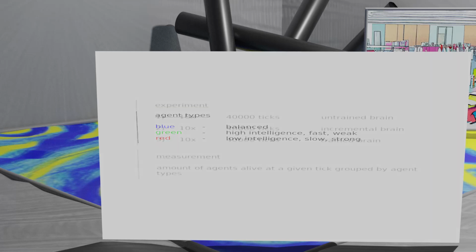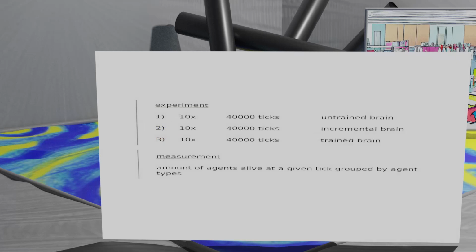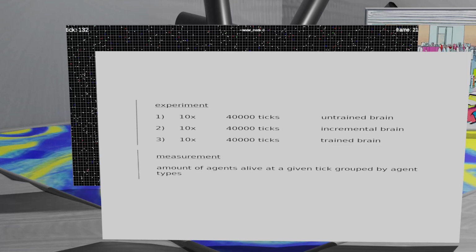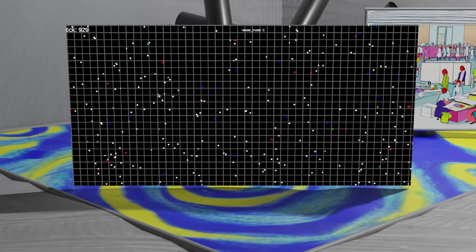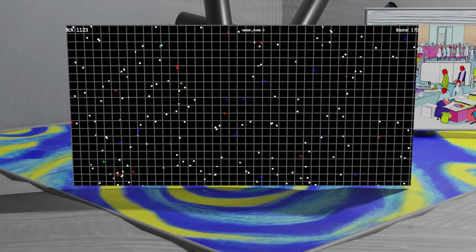I ran the simulation 10 times in each of the following settings. The first 10 runs simulated 40,000 ticks, using the untrained neural net weights that each agent type has been randomly assigned. The second 10 runs used incremental versions of the brain, how it developed during the training within the first 15,000 ticks, and then the latest version of the brain for the rest. The third 10 runs used the trained brain directly from the start, which corresponds to 112 evolutionary searches and thousands of iterations of backpropagation.